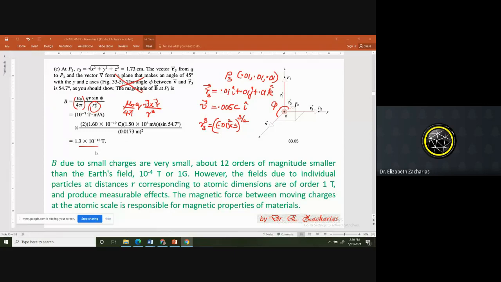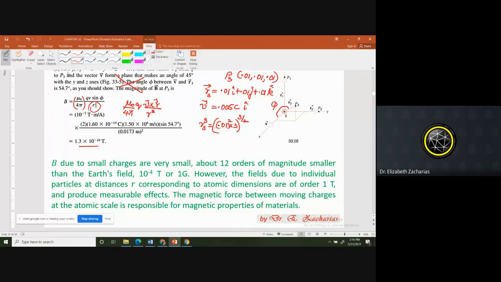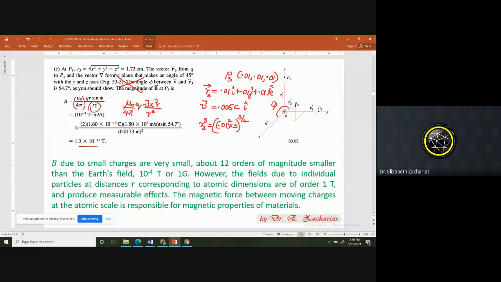The reason is that it is very, very small. It is so small that it is around 10 orders of magnitude smaller than the Earth's magnetic field. I hope you remember the Earth's magnetic field, 10 to the power of minus 4 Tesla or 1 Gauss. It is much, much smaller than that. You cannot measure it at all. But still, magnetic field due to individual charges have a significance somewhere. Where is that? Let us see.